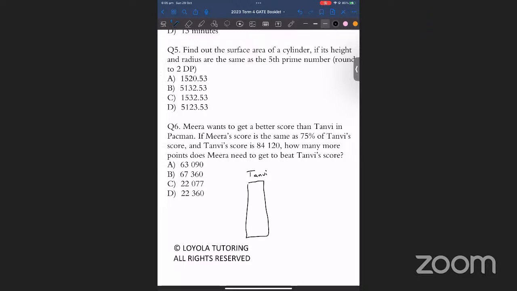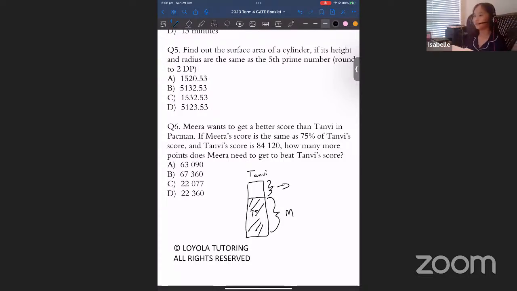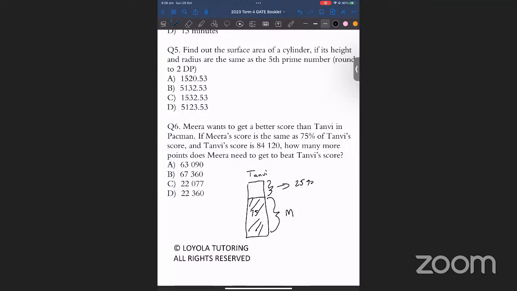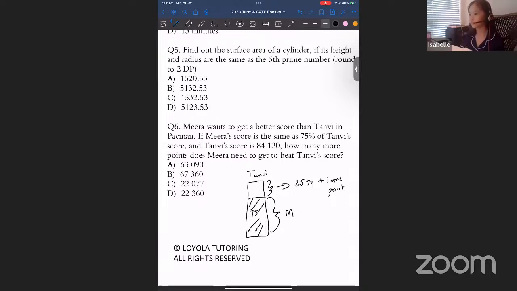To be at Tanvi's score, you just gotta get... I'll give you an example. Right now, this is Tanvi's score. We're up to 75%, right? And this part is Mira's score right now. How much more does she need to win? 25%. Good job. But if she just gets 25%, she will draw with Tanvi. So she needs to get 25% plus 1 more point. Do you understand? Awesome.